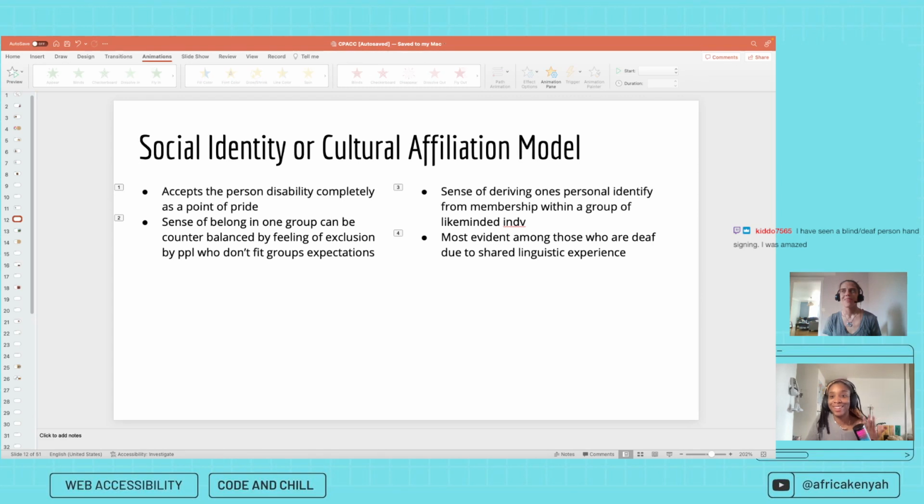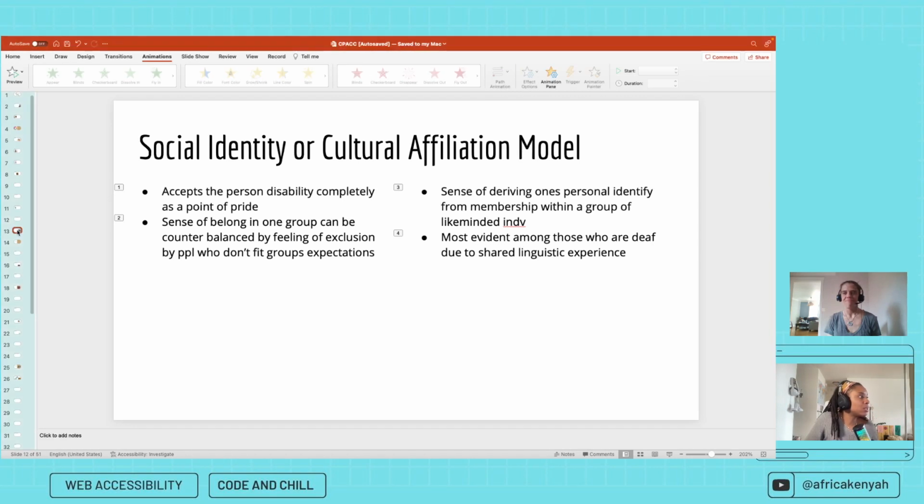Kiddo said, I love ASL TikTok. Oh yes, ASL TikTok is just like, yo, I'm motivated to learn just so I can be doing it. Kiddo said, I have seen a blind deaf person hand signing. I was amazed. Yeah, that's really cool. All right, let's move on.